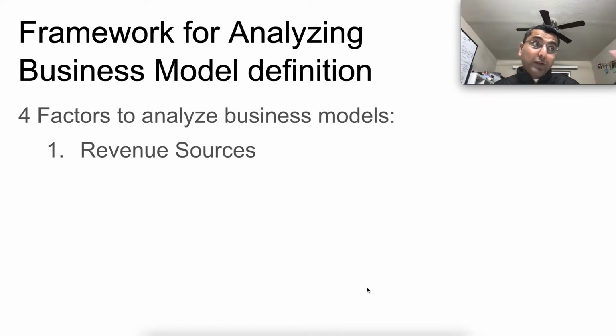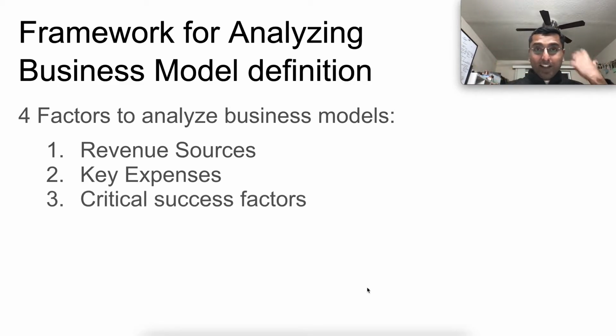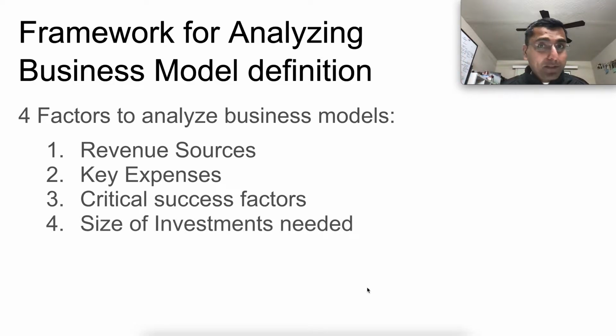First, you have to think, what's money coming in for my product? Who's going to pay me? So revenue sources. What's money going out? So what are my key expenses? And third, the engine that I have, what are the success factors for my engine? So money coming in, my engine is efficient, and the money goes out. So those are the three areas. And then the fourth one is, for this entire setup to work, what is the size of investment that's needed, right?